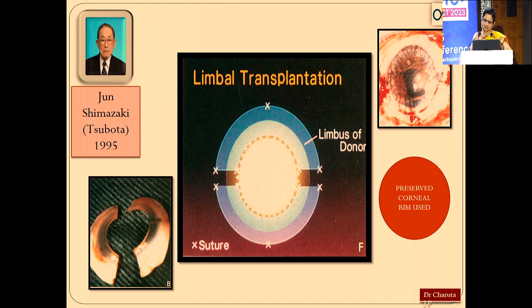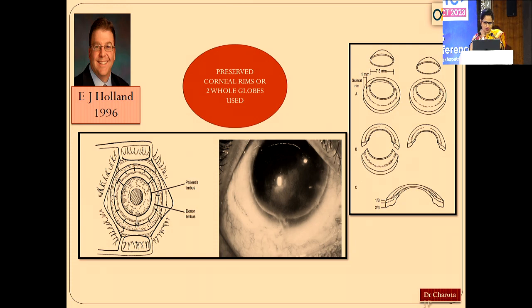In all the previous cases they were using the whole globe, which was unpreserved. Dr. Shimazaki's group showed that preserved corneas would work well. To add to this, Dr. Holland's group worked on both techniques together and used both preserved corneal rims and whole globes for taking the graft. They for the first time established how much the graft was to be reduced in thickness and how to do it. Several lenticules were placed and almost the entire limbus was covered.